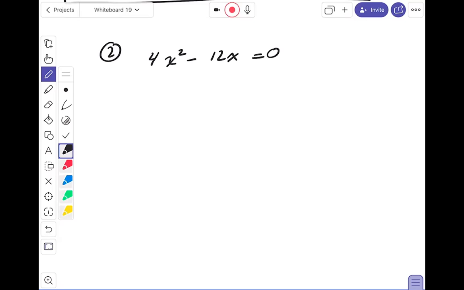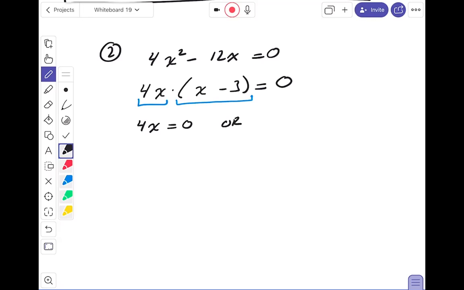So what are you going to do over here? It's equal to 0. Got to get it factored. Looking for a GCF, 4, common to both of those terms, and x. What are you left with? Well, let's see. You're left with x minus 3 equals 0. Got two factors over here, and I'll write them down for you. I'm going to say 4x equals 0, or x minus 3 equals 0.